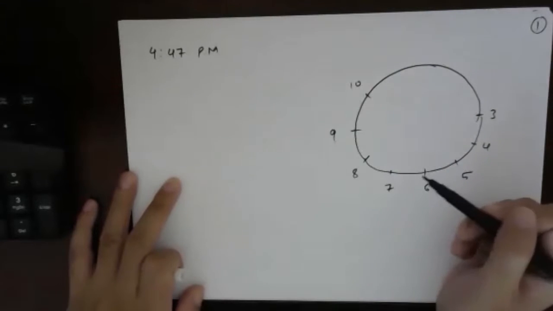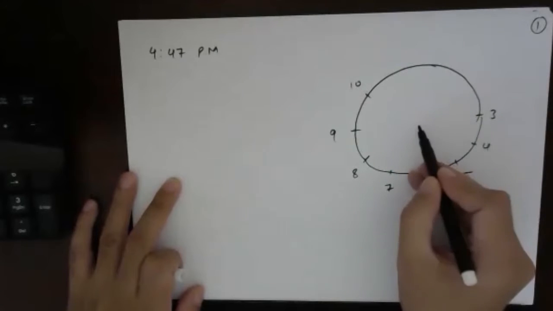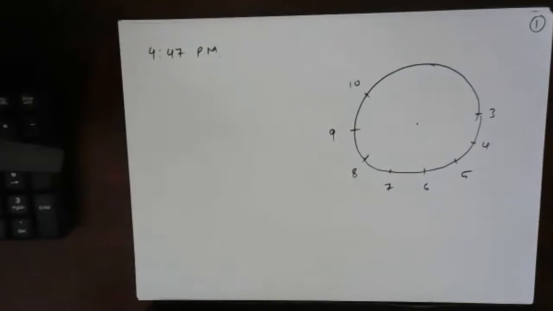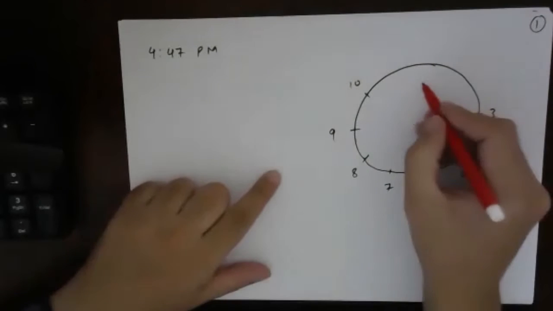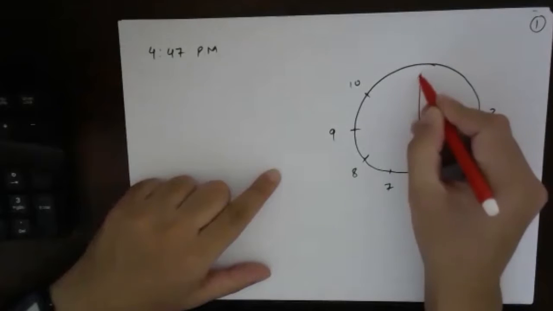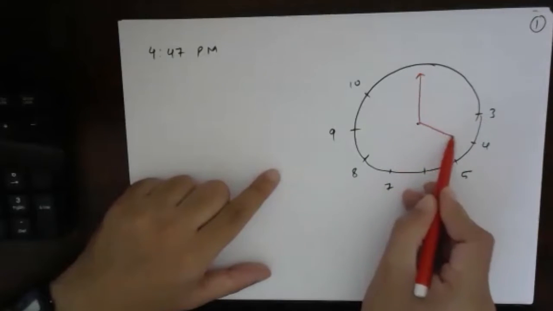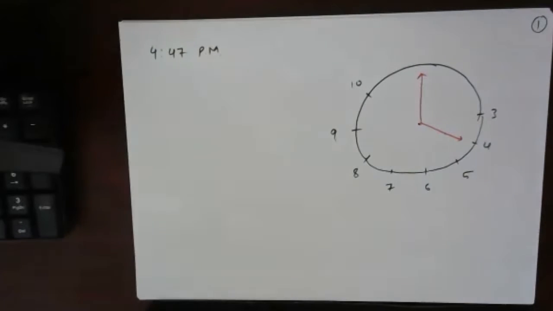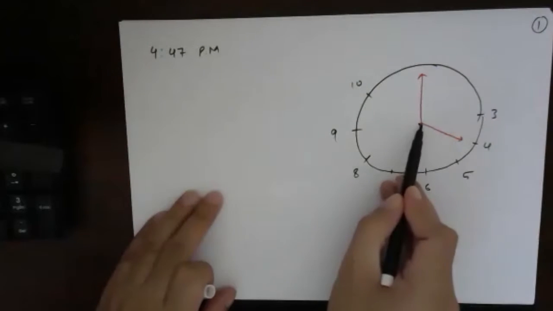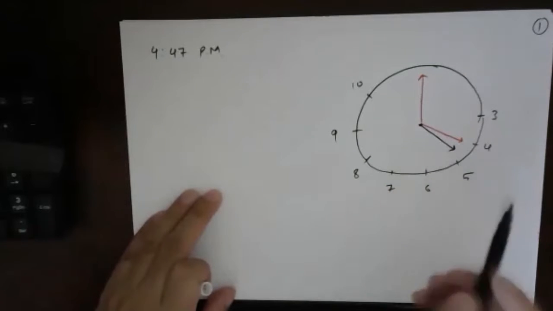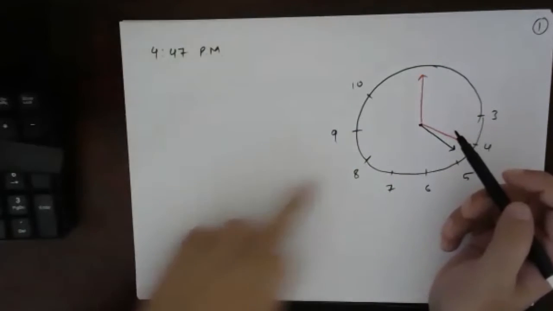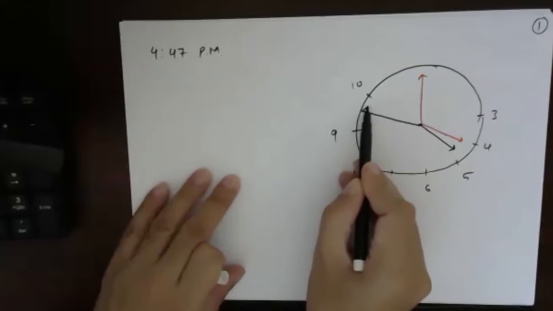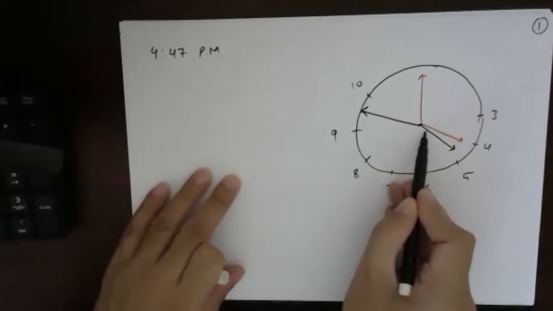Basically the hour hand will be at 4. So I will make the previous and the next one. At exact 4, this will be the minute hand, and this will be the hour hand. Now at 4:47, the hour hand will be somewhere here, and the minute hand will be around here, because here it will be 50. So you have to find now this angle.